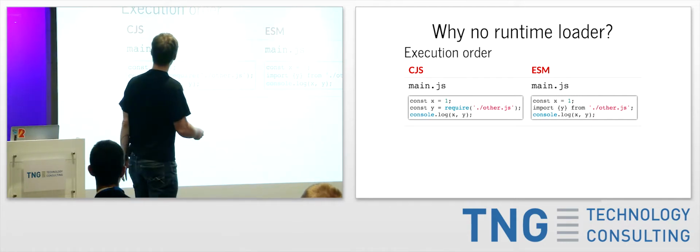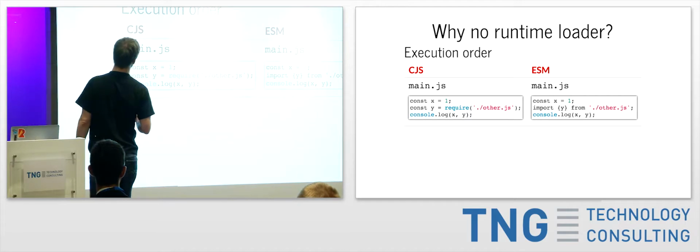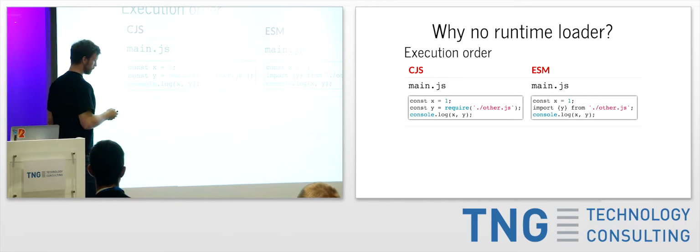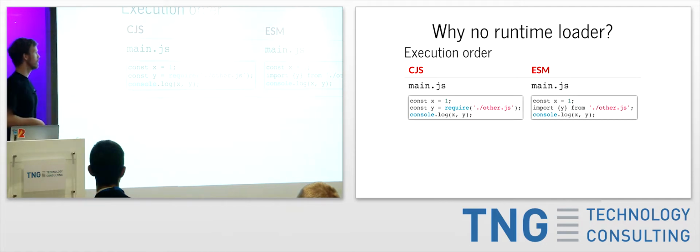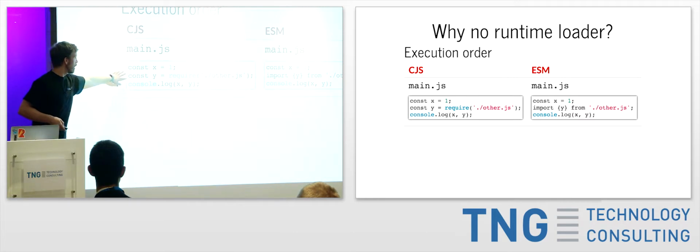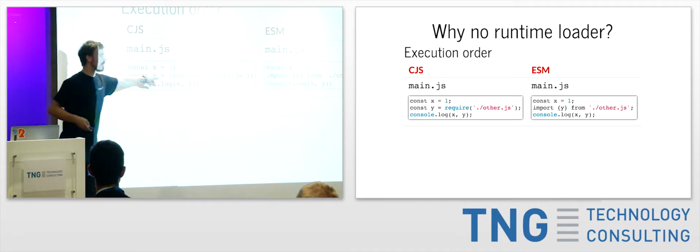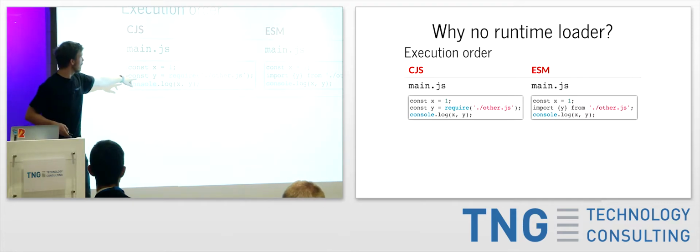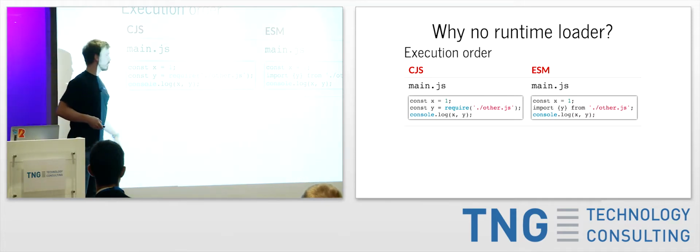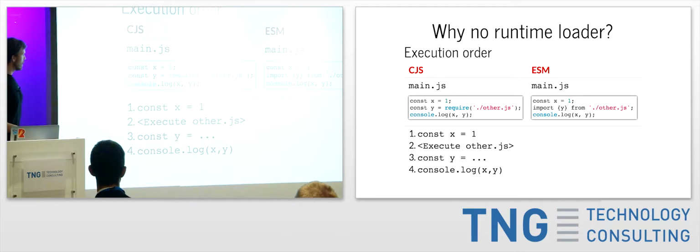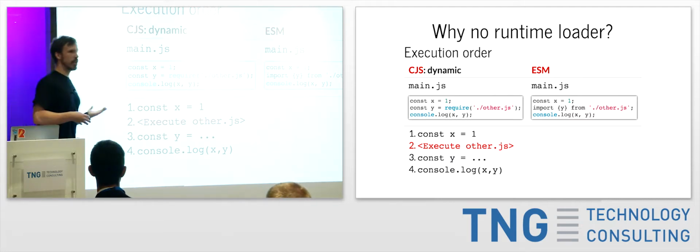But there's a difference in how those 2 pieces of code are executed. And the difference is the CommonJS format starts top to bottom. So first, it executes the declaration of X. Then it wants to declare Y. It sees, okay, I have to run other.js to declare Y. So I do that, assign this to Y, and then I log this. So if you look at the execution order, the execution of other.js is interleaved with the execution of main.js.